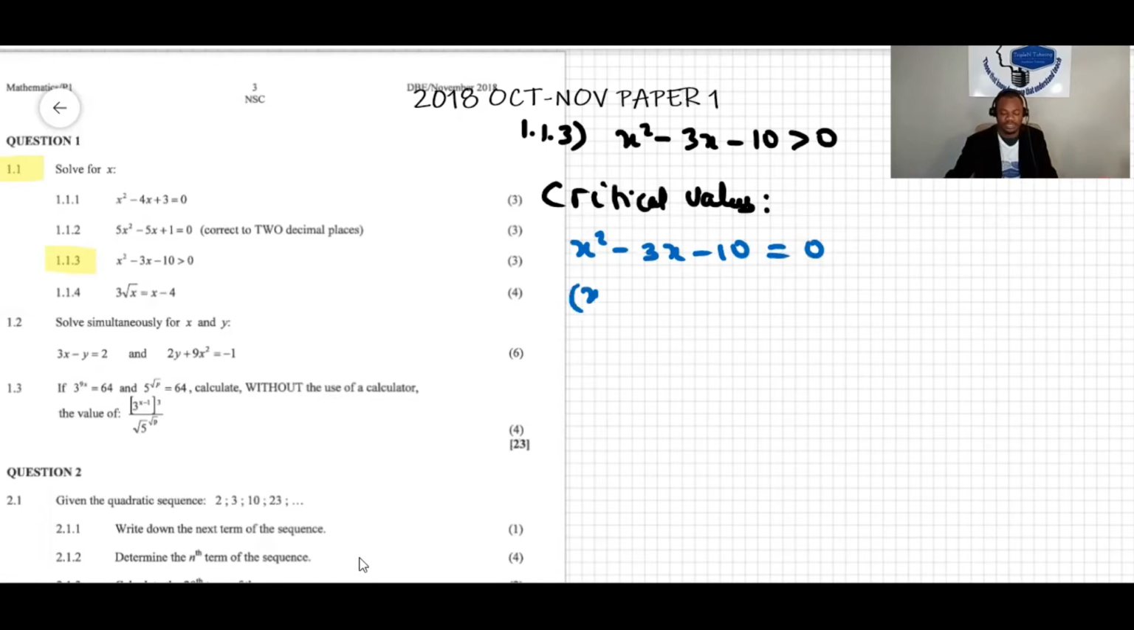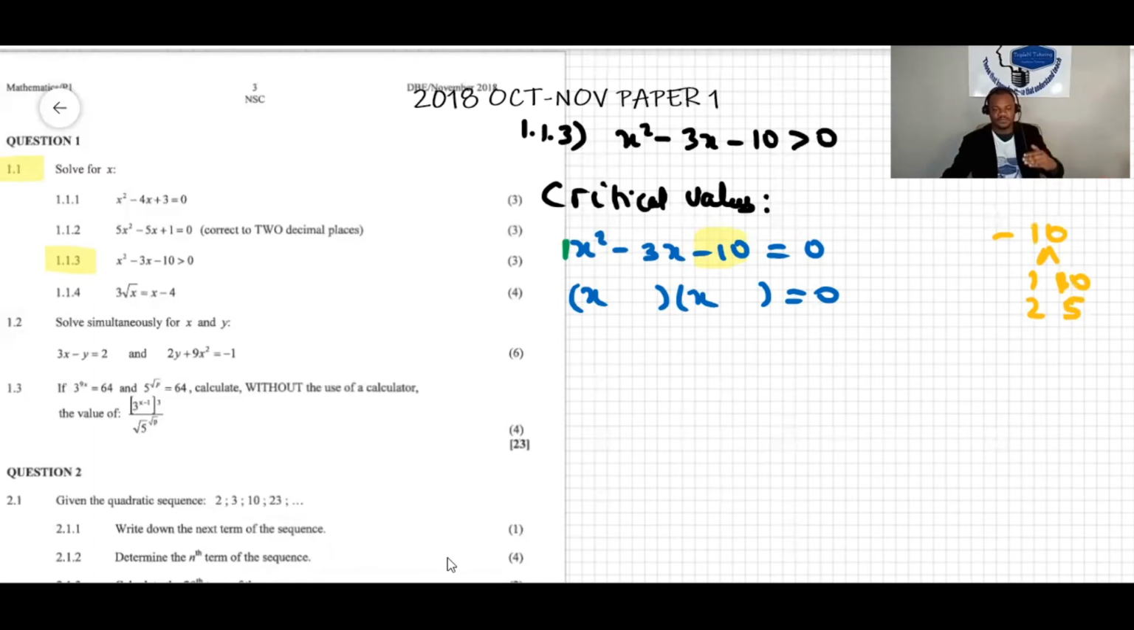Then, because the coefficient of x squared is just 1, I can just place in x in the brackets. Then I need to find the factors of the last term, which is negative 10. So let's list the factors of 10. They are 1 and 10, 2 and 5. I say 1 and 10 because 1 times 10 makes 10, 2 and 5 because 2 times 5 makes 10.